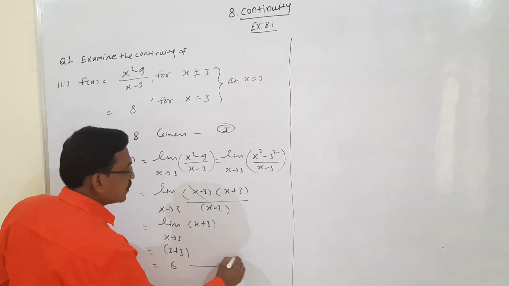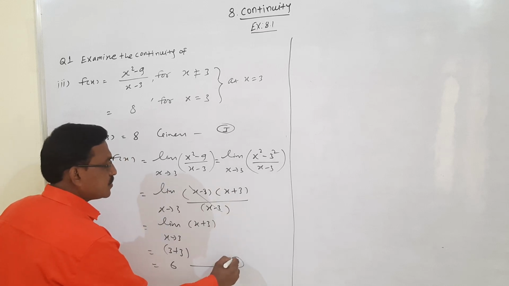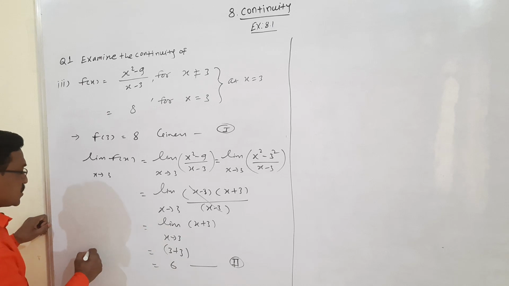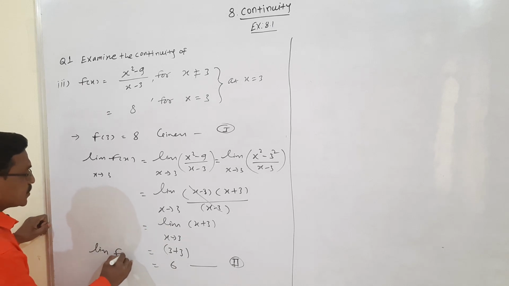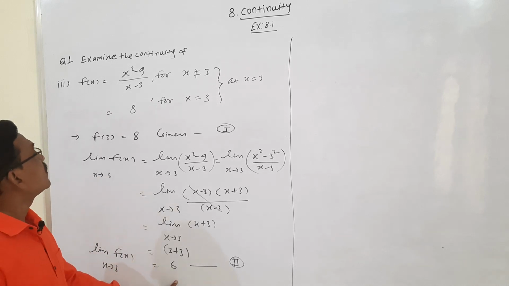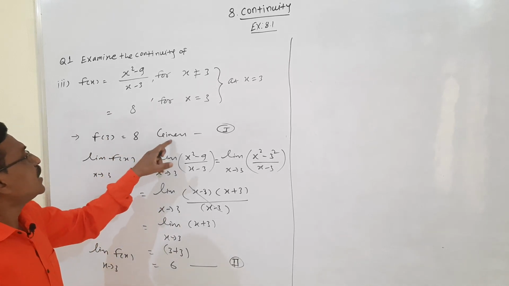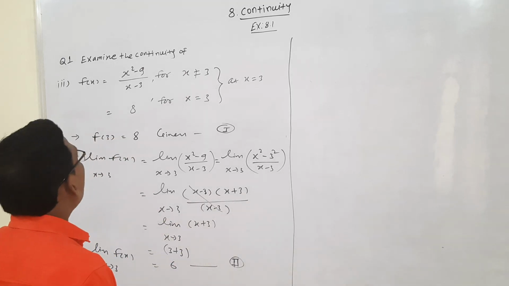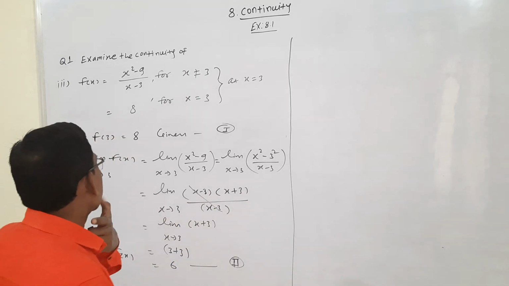Call this equation second. And so actually the limit of this function f of x as x tends to 3 is equal to 6. But we are given in equation 1 that f of 3 is 8, and so the limit of that function is not equal to the function value at that point.